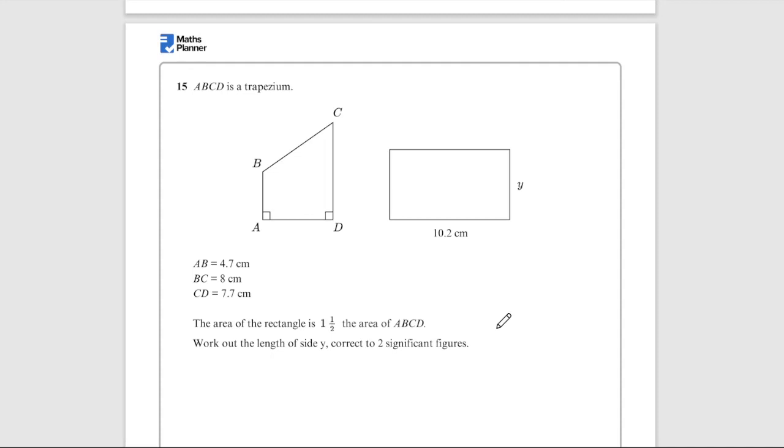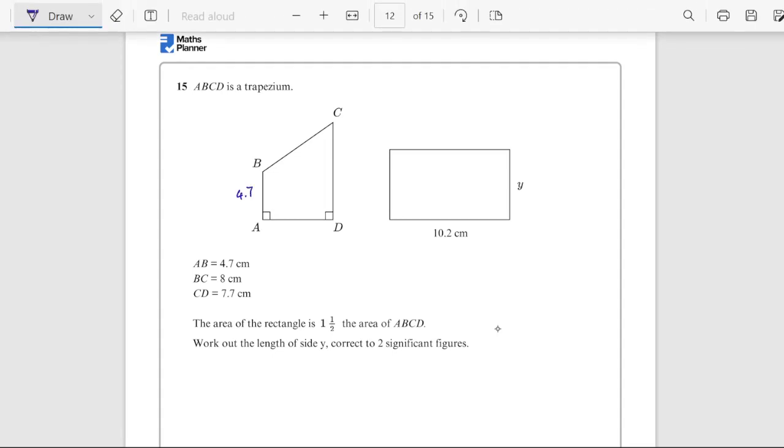I've got some of the information. Let's just put that on for now. So we know that A to B is 4.7. We know that B to C is 8. We know that C to D is 7.7. Okay, we need to work out this. I will call this x. I know that I'm trying to work out x.